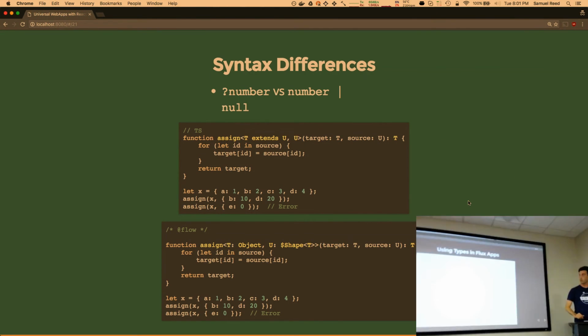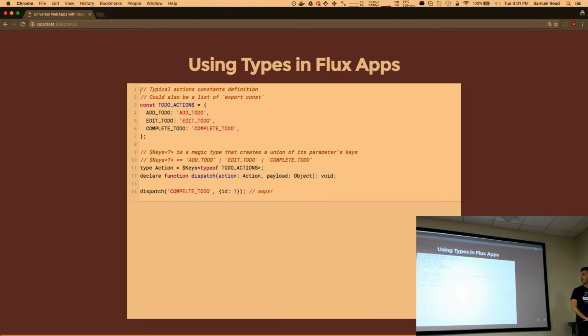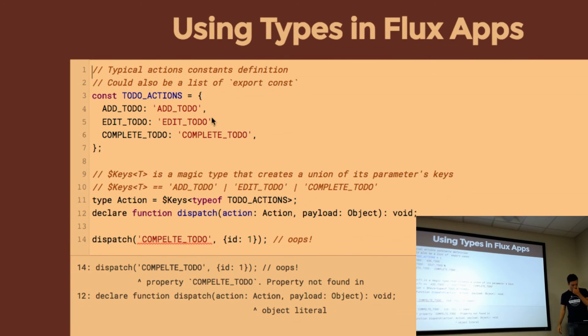I'm going to get real quick into a little bit of real world here. Say you're running a Flux app. BitMEX is a Flux app, which I talked about a couple of months back. Essentially, it's just a way to architect apps such that you have a one-way data flow and you emit actions and you handle them in a mostly pure manner.